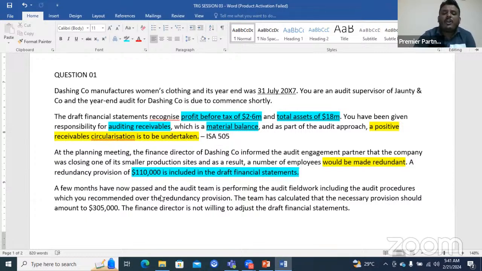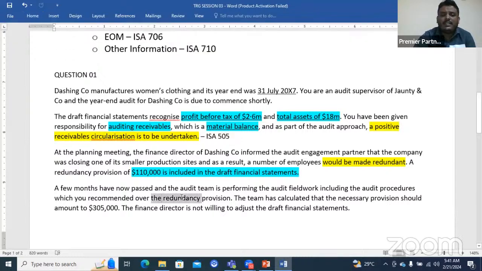A few months have now passed and the audit team is performing audit field work, including audit procedures over the redundancy provision. So they clearly mention this provision is a redundancy provision, correct? If you don't know what a redundancy provision is, you might study it in the FR subject. Redundancy is an obligation. Why does this redundancy obligation arise? Because of the employment. That person worked for you. Employment is a past event. As a result of a past event, a present obligation arises. This obligation can be measured and it should be a best estimate.